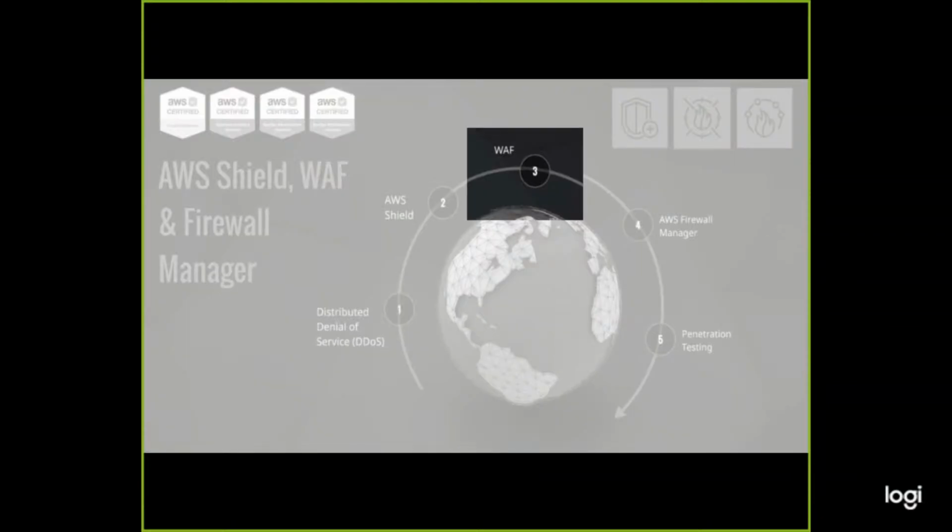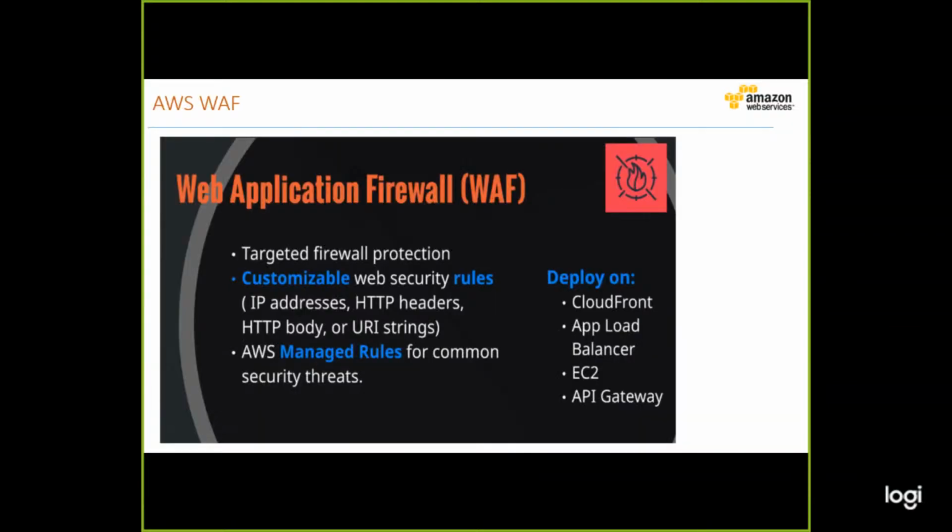Now, web application firewall, which is WAF, is targeted at firewall protection. So it's a customizable web security rule that allows you to customize your IP address, HTTP headers, and also it allows you to manage the rules of that security threat. You can deploy it on CloudFront, on any application load balancer, on your EC2 application, and on the API interface. Exactly on any level or any layer of your services.